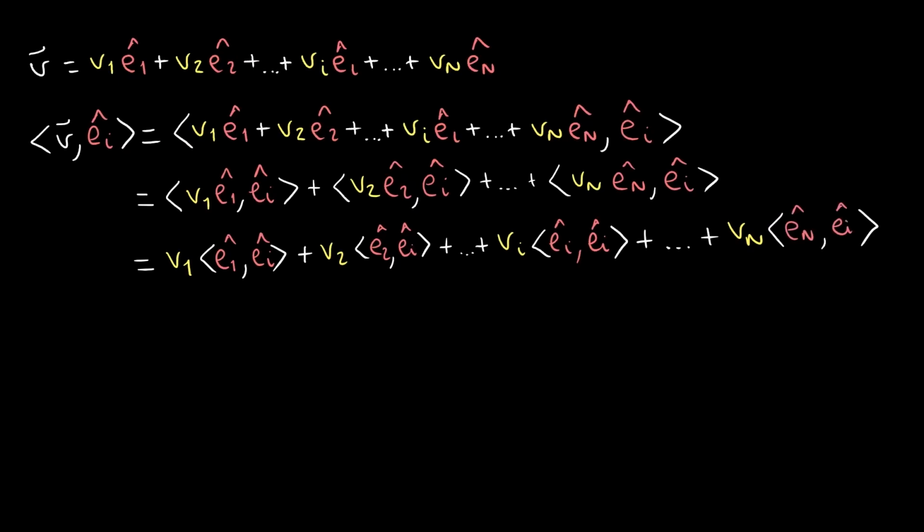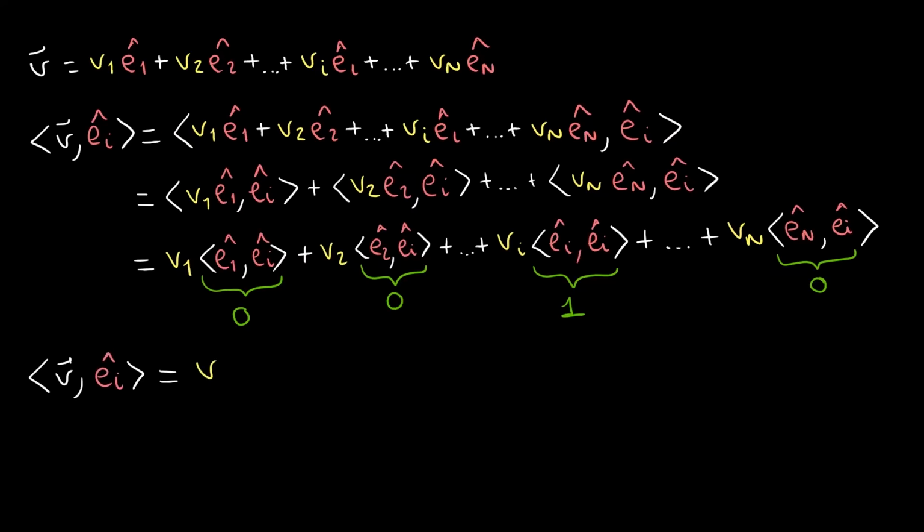And now we use the fact that the ei's are an orthonormal basis, such that the inner product between any pair of them is always 0. This makes all of the terms 0, except this single term in which the inner product is of the basis vector with itself, whose result is 1 because they are all unit vectors. This leaves us with the desired result, that the inner product of v with a basis vector ei gives us the component vi, which we were initially looking for. Remember, this is only true if the basis is orthonormal.